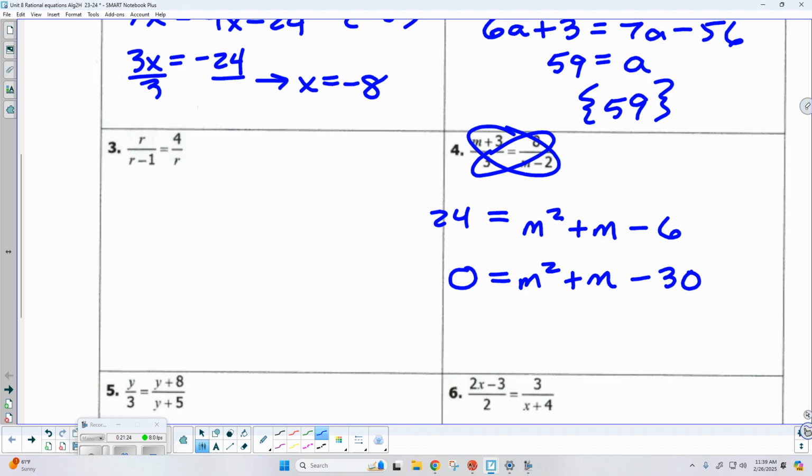But remember, we have other methods. You could use the quadratic formula. You could complete the square. All are great methods, but I think that's just going to give more work than you really want. What two numbers will multiply to give me negative 30, but add to give me 1? Go. So 0 equals, let me get my two groups ready. So this would be m plus 6. That's supposed to be an m minus 5.